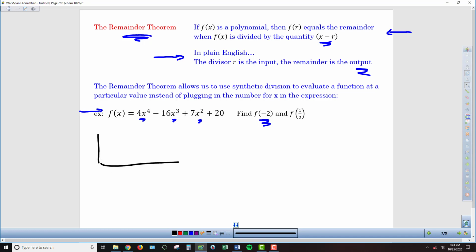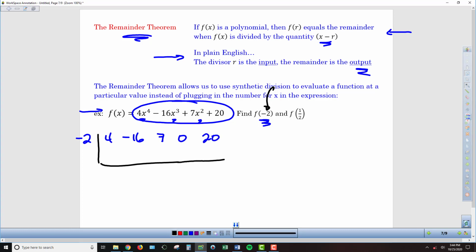So if I set up my synthetic division box, my divisor is going to be the input number here, so that's going to be negative 2. And then inside the box are going to be the coefficients of our polynomial: 4, negative 16, 7. Now notice the x term is missing, so I do need a placeholder for that, 0, and then 20.